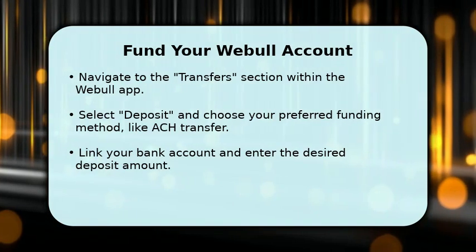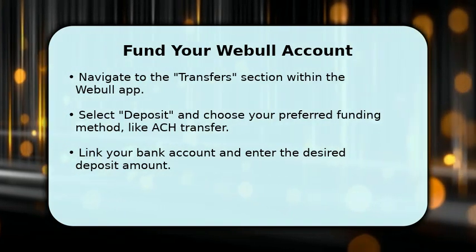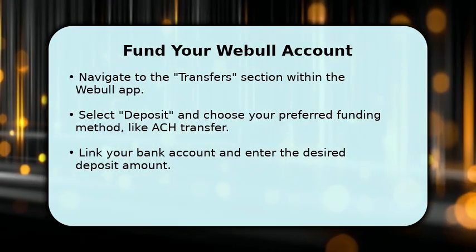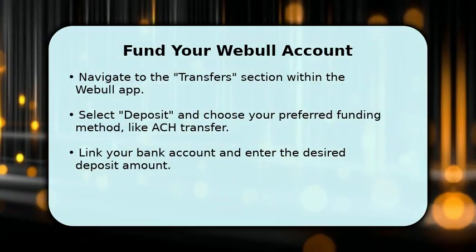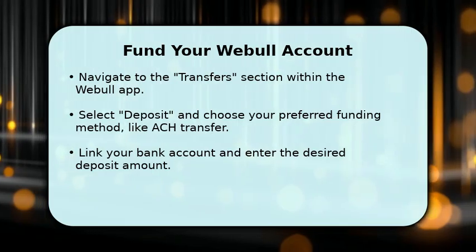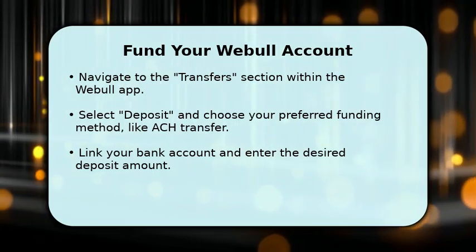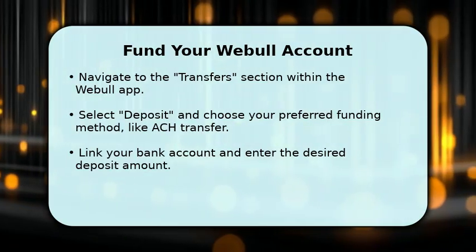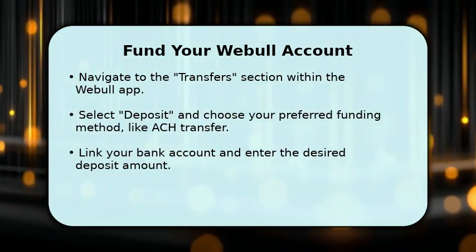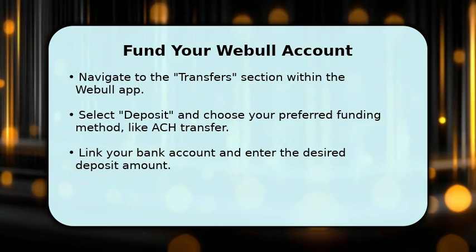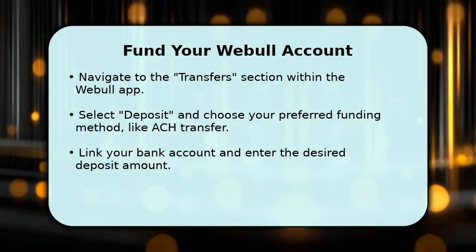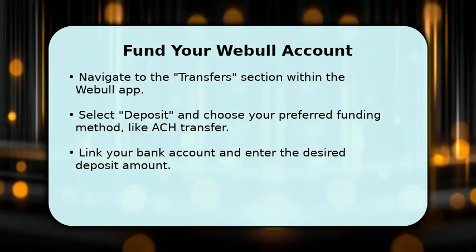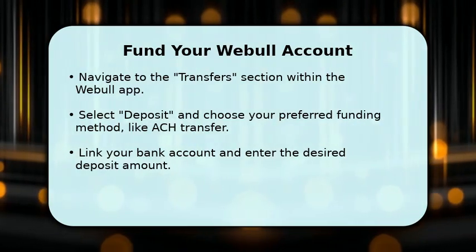Now that your account is approved, it's time to add some funds. Open the Webull app and find the Transfers section. From there, select Deposit and choose your preferred method, such as an ACH transfer from your bank. You'll link your bank account and then enter the amount you wish to deposit. Remember, while you might see instant buying power for up to $1,000, the full deposit can take up to 5 business days to completely settle.